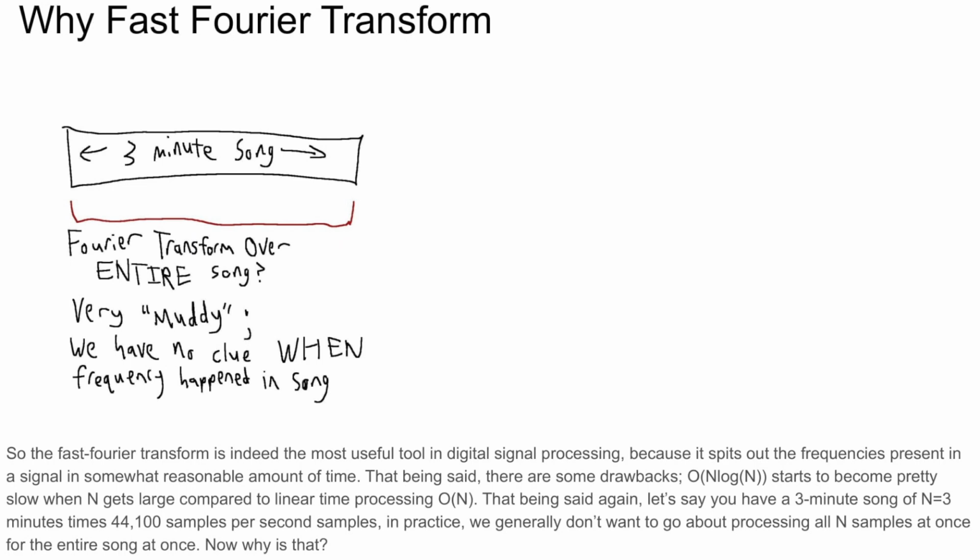So the fast Fourier transform is indeed the most useful tool in digital signal processing because it spits out the frequencies present in a signal in a somewhat reasonable amount of time. That being said, there are some drawbacks. Order n log n starts to become pretty slow when n gets large, compared to linear time processing, order n. That being said again, let's say you have a 3-minute song of n equals 3 minutes times 44,100 samples per second. In practice, we generally don't want to process all n samples at once for the entire song altogether. Now, why is that?